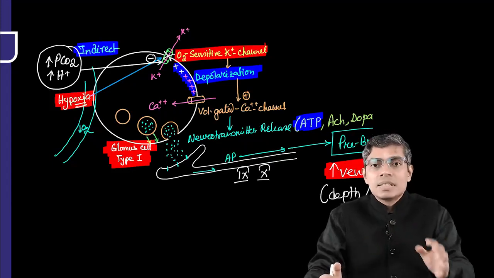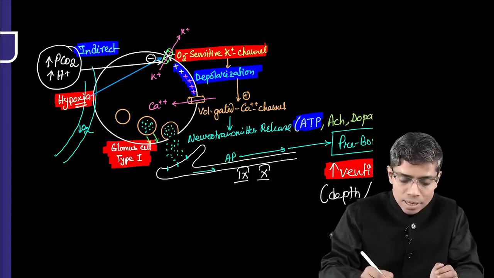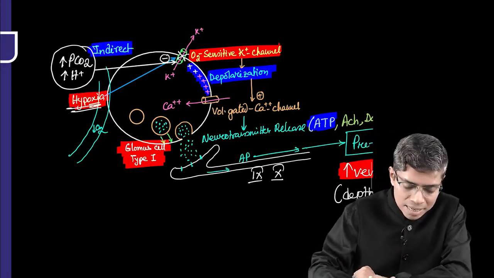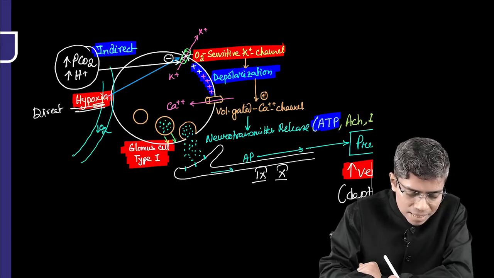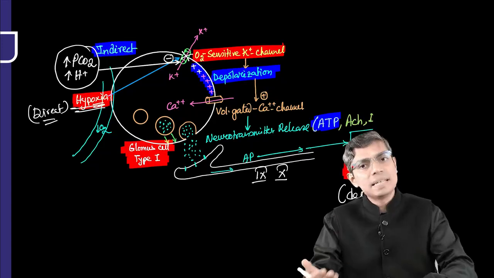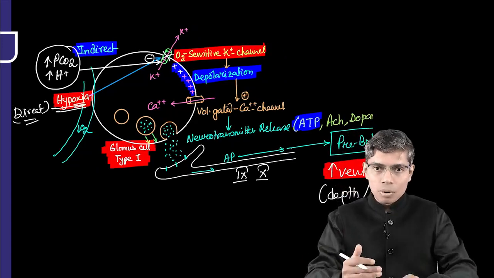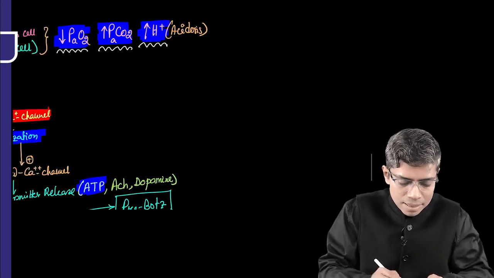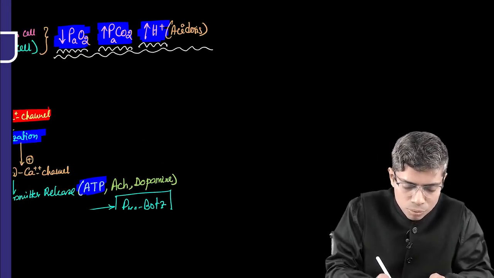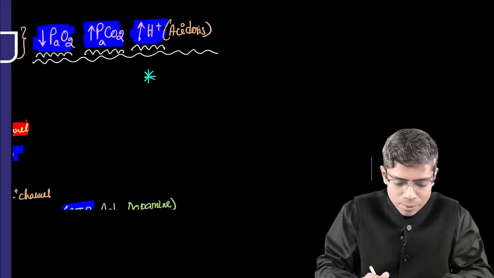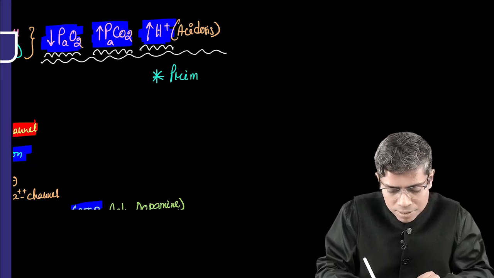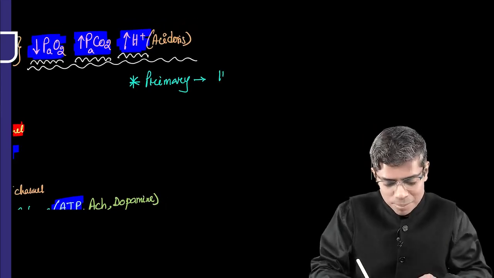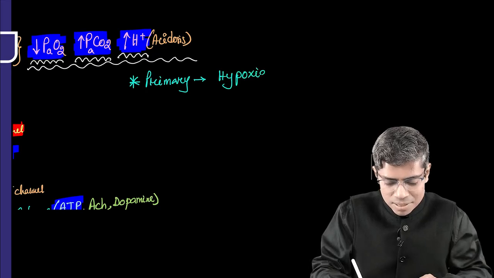But what about hypoxia? The channel is sensitive to oxygen. That's why hypoxia can directly cause closure of the oxygen sensitive potassium channel. So the effect of hypoxia is the direct effect, and the effect of hypercapnia and acidosis is the indirect effect. So although all these three stimuli are doing the same thing, if your question is which one among these three stimuli is the primary stimulus for peripheral chemoreceptor, obviously your answer is hypoxia.